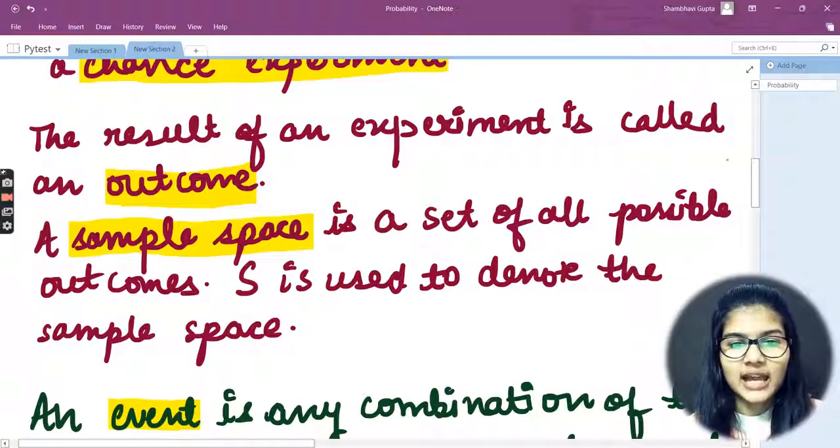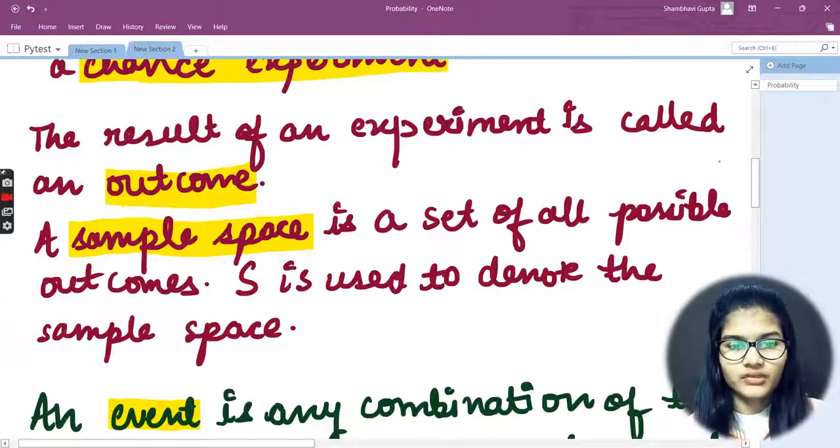Fine. What is a sample space? A sample space is a set of all possible outcomes. Whatever the possible outcomes are, it is the set of all of them. And how do you denote that? It is denoted using the capital S. So capital S is used to denote the sample space.